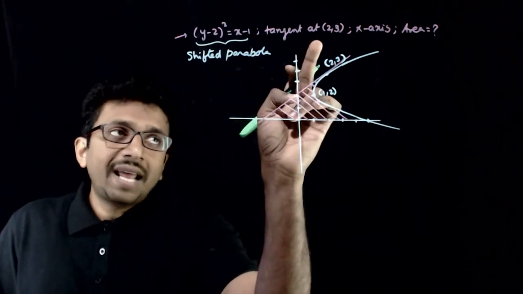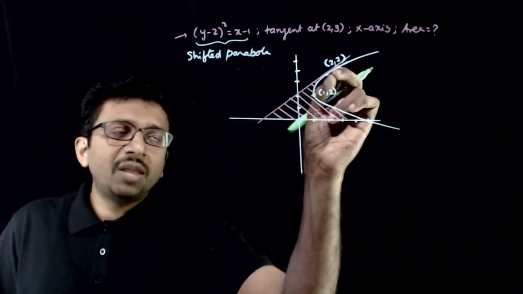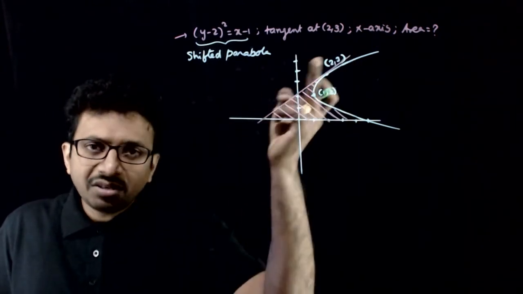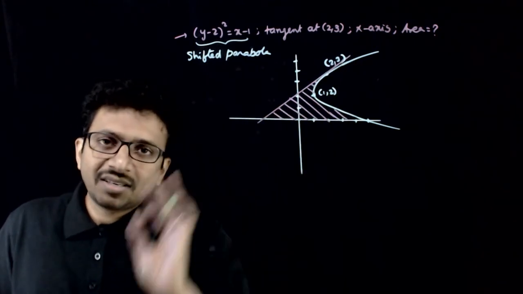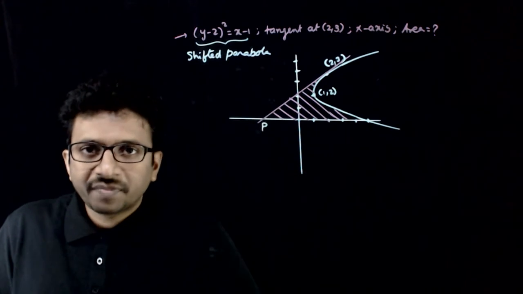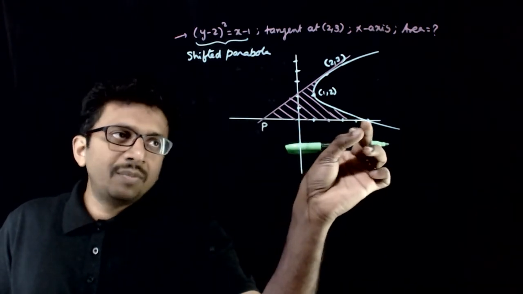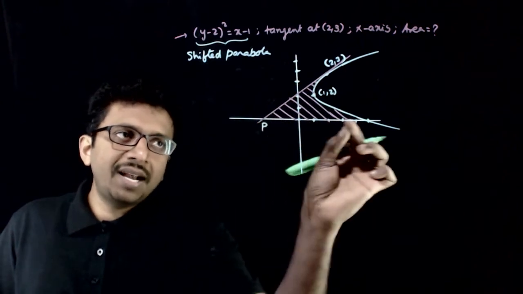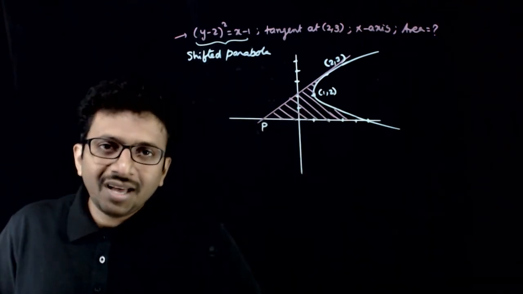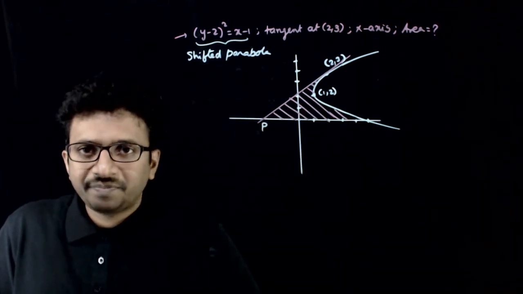Now the tangent to this parabola at the point (2, 3), you have a tangent at this, and the tangent meets the x-axis at some point P, assume this, and the x-axis. So you're asked to find the area bounded by this curve, this tangent and the x-axis. So the area shaded is being asked.